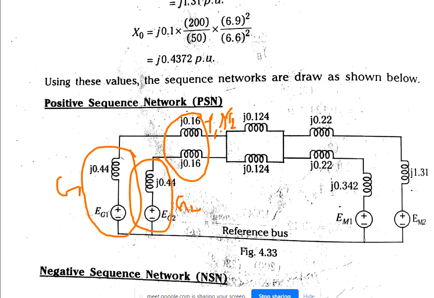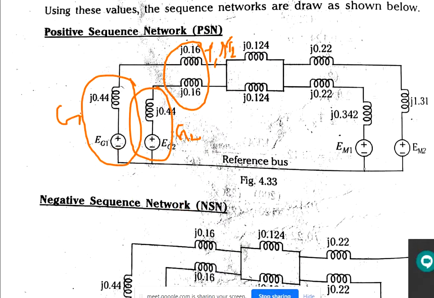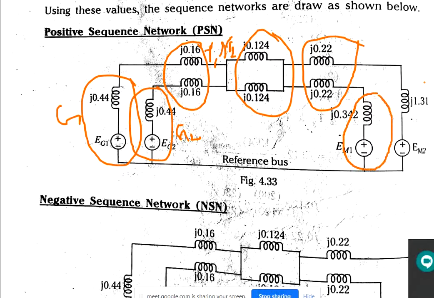Fine. Now my generator G1 and G2 values are this, and these two are my transformer values. These are all related to the positive sequence reactances. This is the positive sequence reactance of line 1 and line 2. This is again my transformers T3 and T4 reactances, and this is the positive sequence of motor 1, and this is the positive sequence of motor 2.